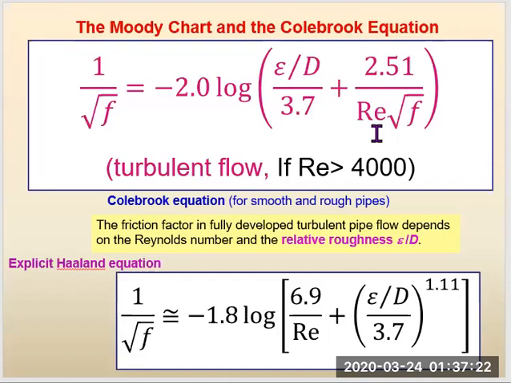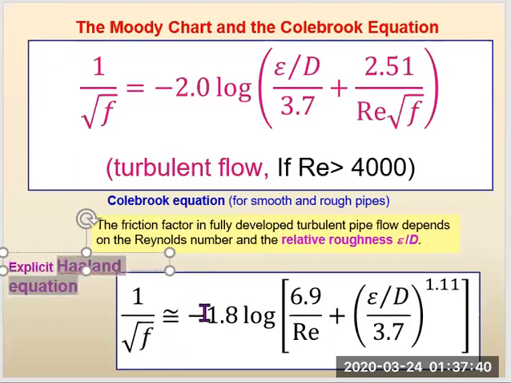As an alternative to this equation for the calculation of Darcy friction factor for turbulent flow, for internal flow when your Reynolds number is larger than 4,000, you can use the Haaland equation. The Haaland equation is easier to use because it is in explicit form, so you have f only on the left-hand side. This equation is a good approximation of the previous equation.